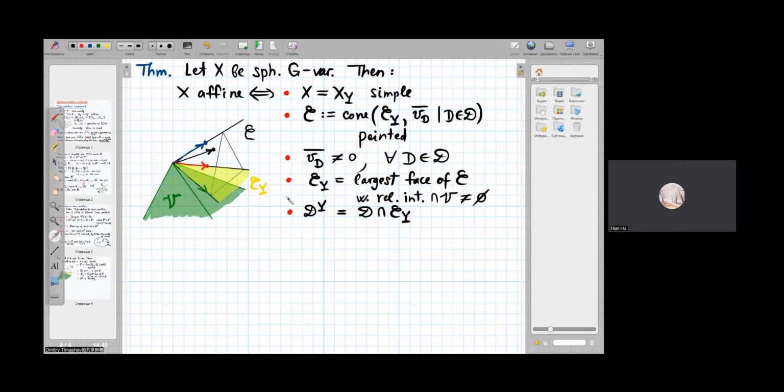So the affine spherical embedding, the affine spherical variety is simple, and its colored cone is something like this one in the picture. So it is the largest face of a bigger cone, spanned by all colors and some vectors in the evaluation cone, the largest face whose relative interior intersects the evaluation cone. So this is the statement of the theorem, and we shall prove it right after the break. Now it is time to make a break for 10 minutes. So let's do it. And you may still ask questions if you have.